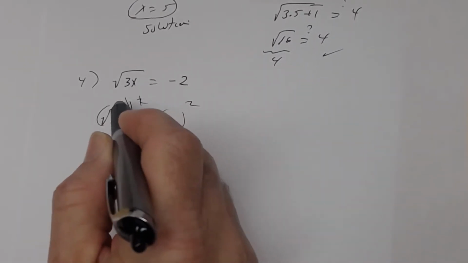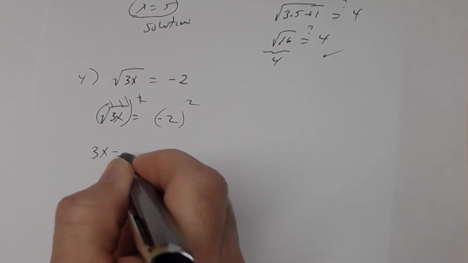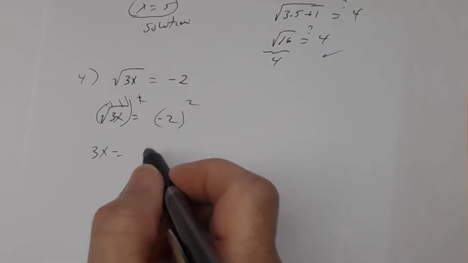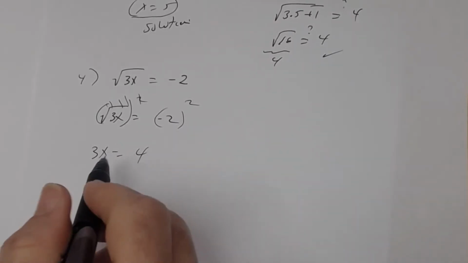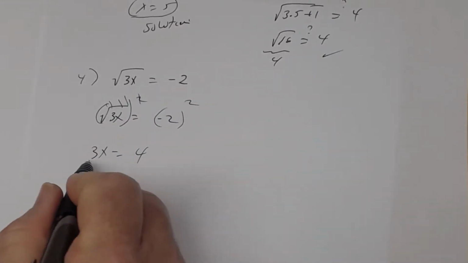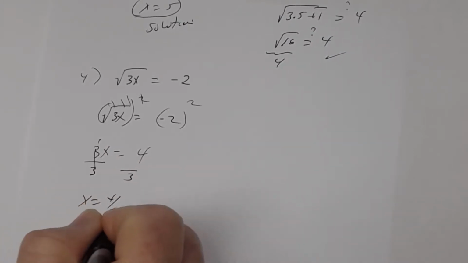So the square and the square root undo each other. So I'm left with the radicand, 3x. Over here, a -2 squared means a -2 times a -2, which is a 4. And then to solve for x, now remember I went from a radical equation to a linear, so I'm going to divide both sides by 3. And so I get x to be 4/3.